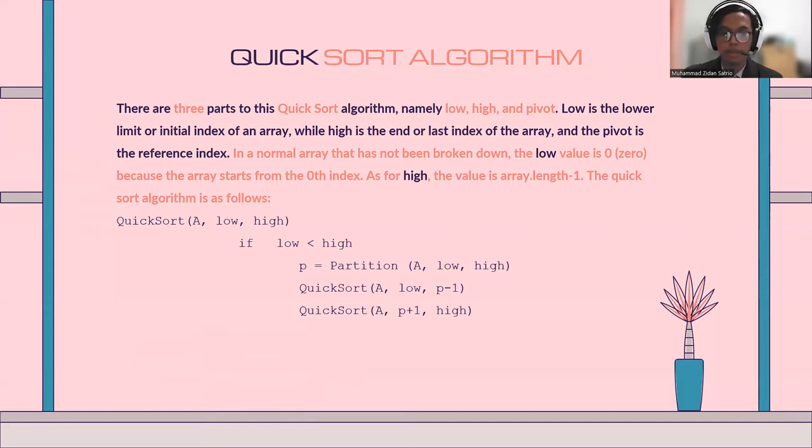Quicksort algorithm. There are three parts to this quicksort algorithm, namely low, high, and pivot. Low is the lower limit or initial index of an array, while high is the end or last index of the array, and the pivot is the reference index. In a normal array that has not been broken down, the low value is 0 because the array starts from the 0th index. As for high, the value is array length minus 1. The quicksort algorithm is as follows.